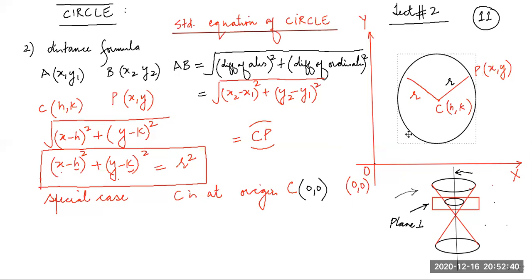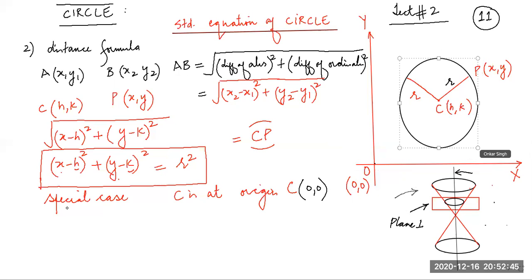All right, students. So if that is the case, then can you tell, Ishma, what will be the equation of the circle? Then H will be 0 and K will be 0. So what will be the equation? So I will write here x minus 0 whole square. x square plus y square is equal to r square.